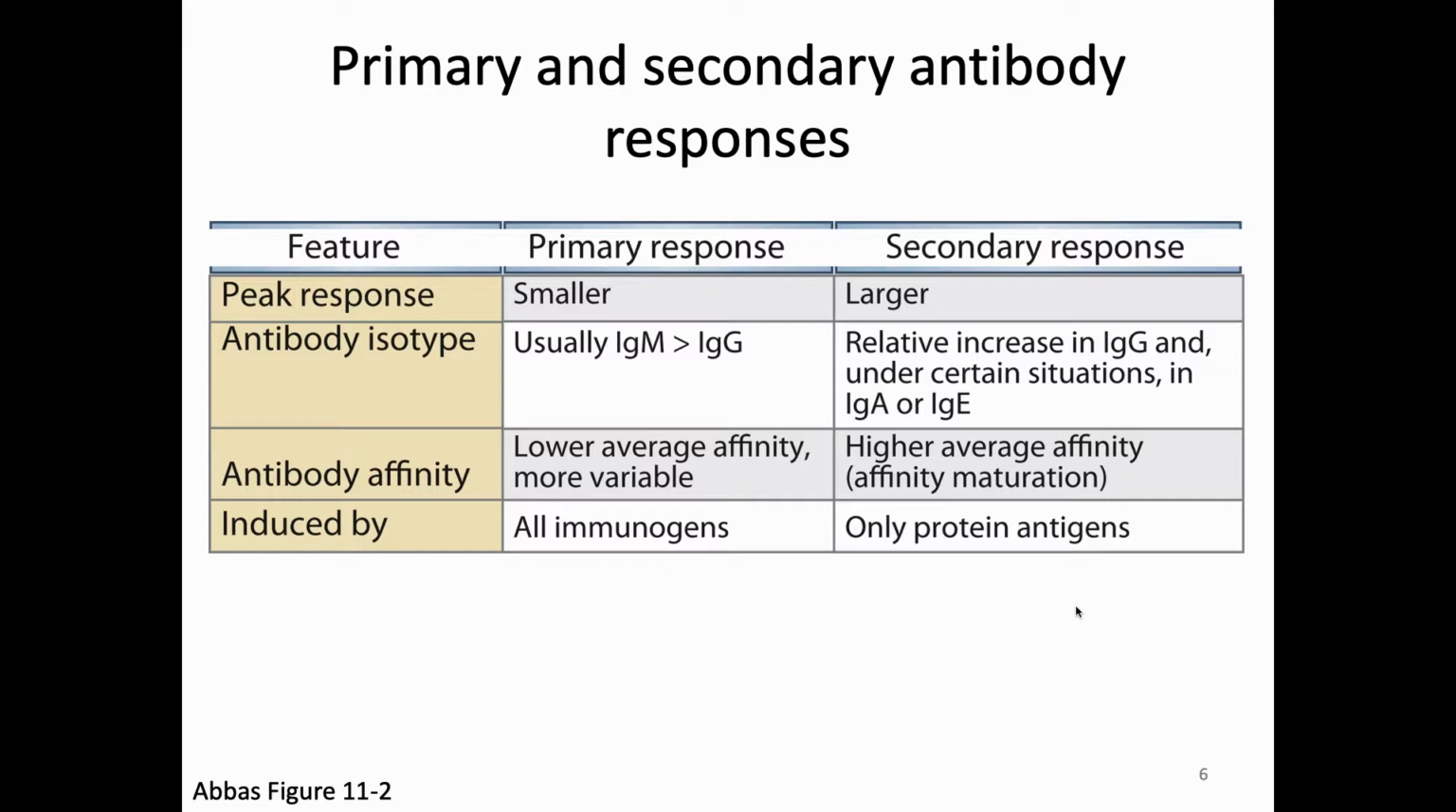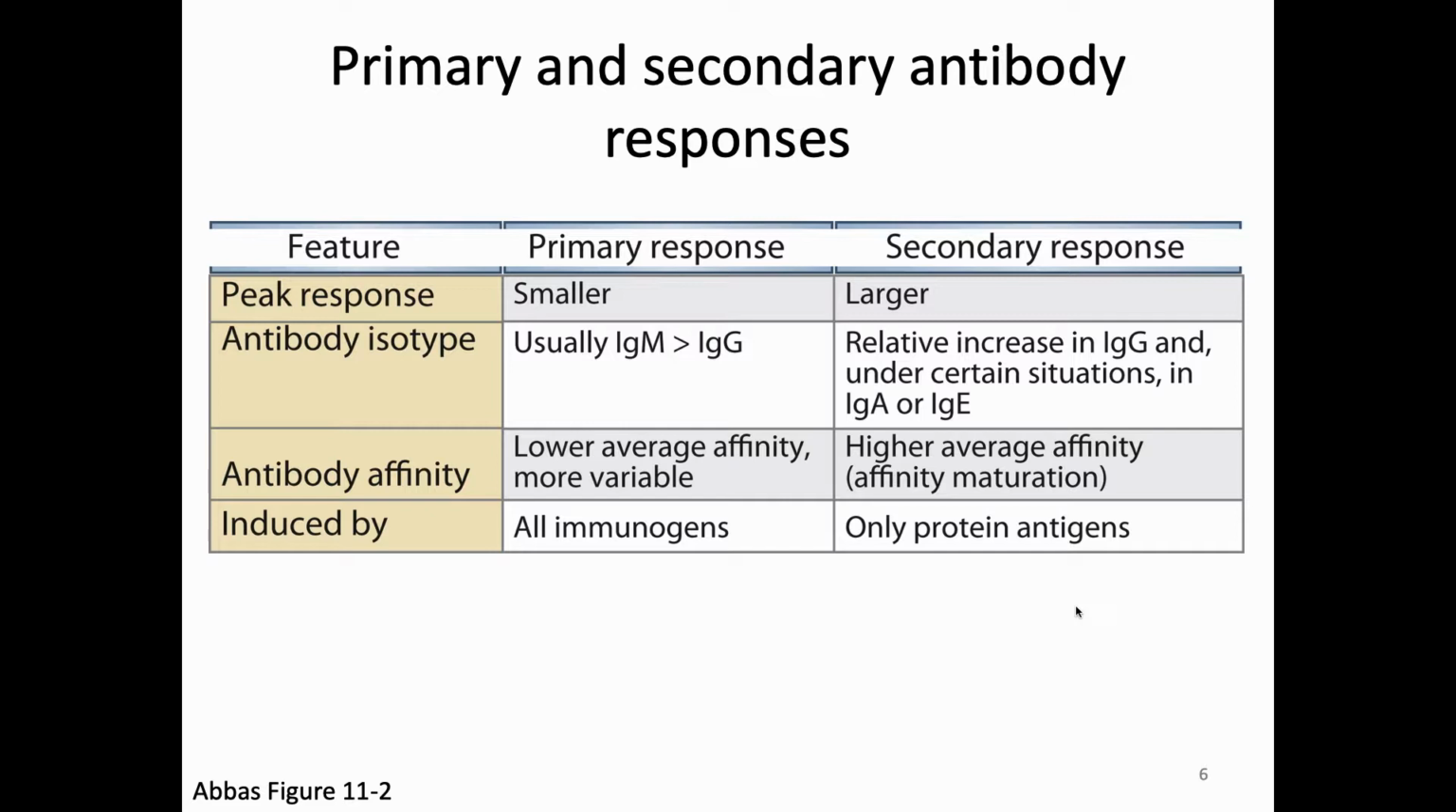This is just another way to do that comparison. The primary response is usually smaller, the secondary response is larger. The primary response is dominated by IgM. The secondary is dominated by IgG. Antibody affinity in the primary is lower, antibody affinity in the secondary is higher. And in fact, we get the nicest secondary response to a protein antigen because we can get that nice help. Unless, of course, our other immunogen was linked to a carrier. So the same issues are being shown here.